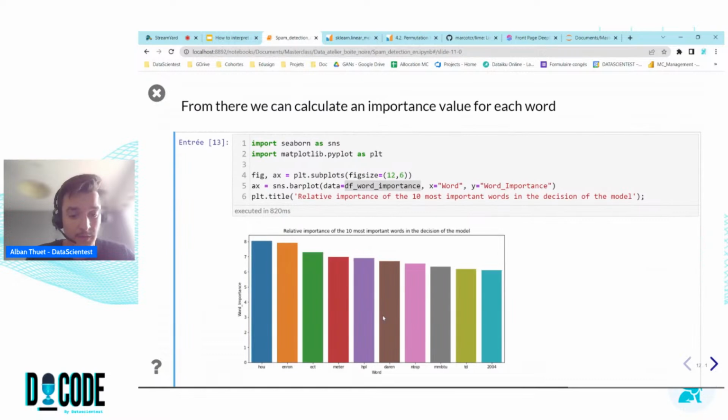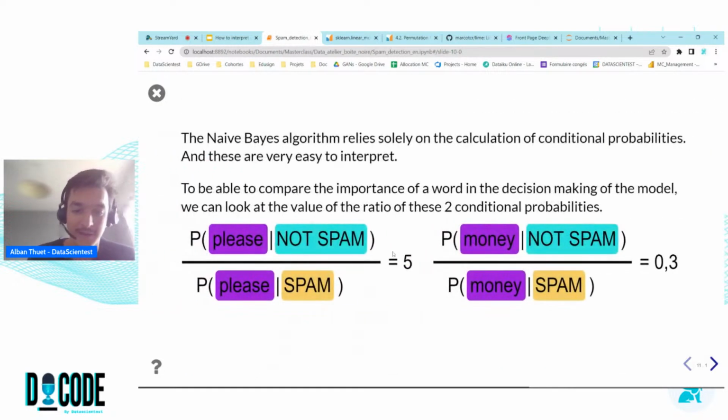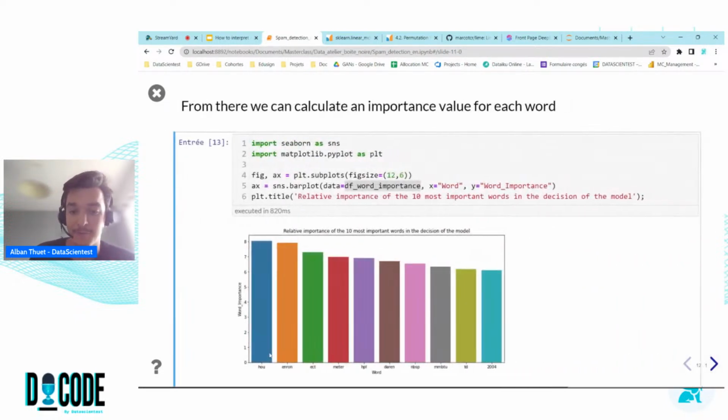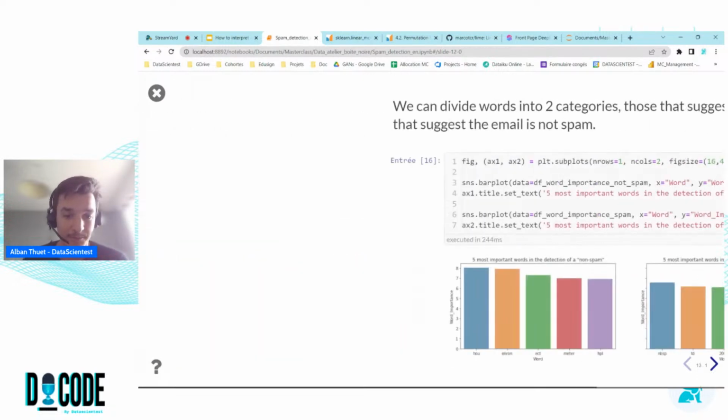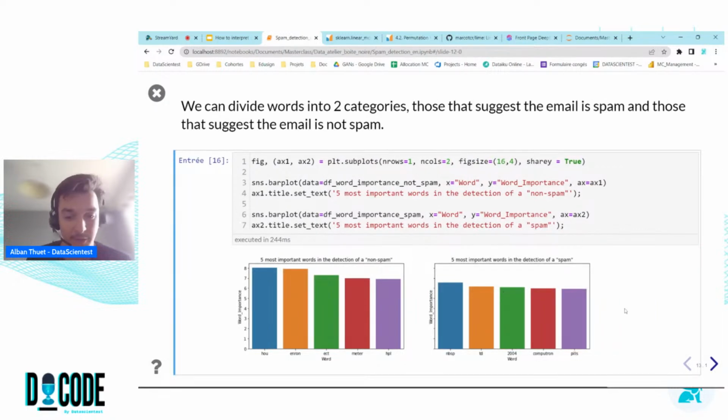Okay, so we stopped here. I can see that there are some strange words, but I would like to know whether those words are informative for the model to say if it's a spam or not. As I told you before, when this ratio is bigger than 1, it tells you that this is probably not a spam, and when it's lower than 1, it's probably a spam. So we will split these importances in two to see whether each gives the information of spam or not spam. And when we do it, we have those features.